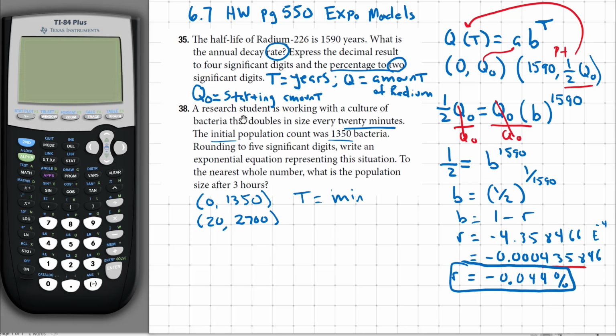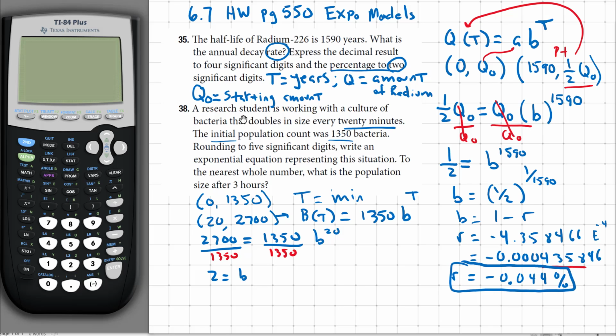So far, I'm going to use the function B of t for the model, and I know the starting amount. I don't know b yet, but there's the beginnings of this model. Now I'm going to plug in a point here. I'm going to plug in 20 minutes and divide both sides. And that's going to be simple because it's just double. So we'll have 2 is b to the 20.